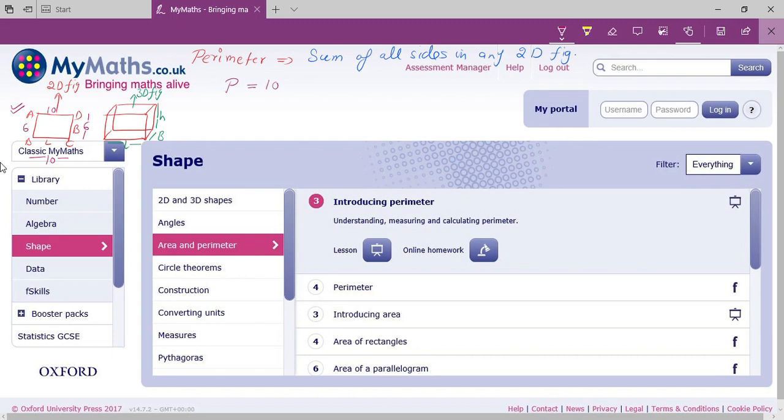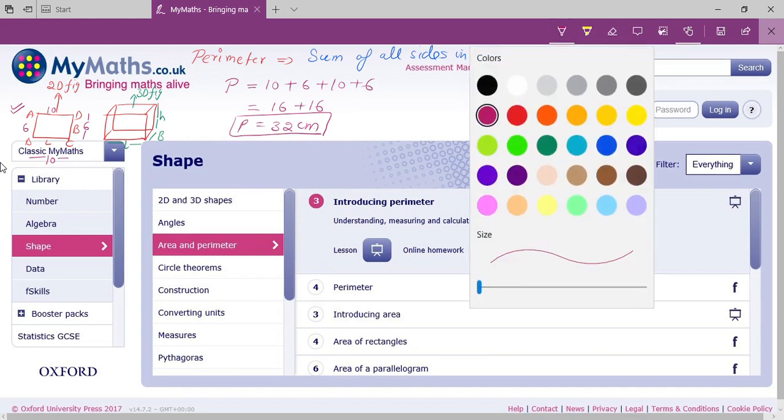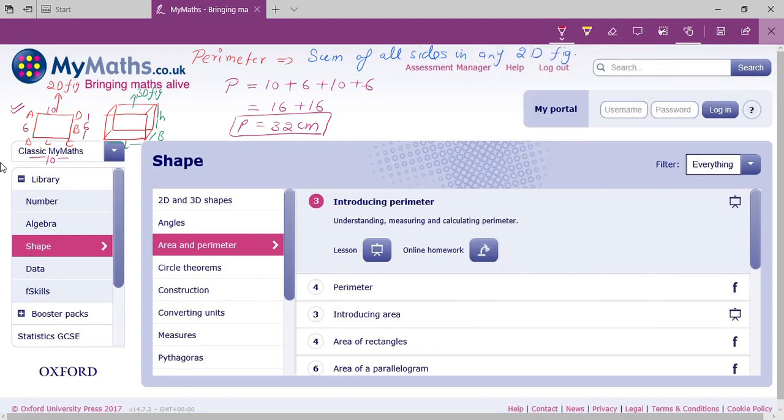Now simply, you have to do one thing: sum of all sides, 10 plus 6 plus 10 plus 6. That is 16 plus 16, which equals 32 centimeters. It's your perfect answer. We can also do 20 plus 12, which also gives 32. That's the same thing. So it is the basic way to understand perimeter. Also, you are seeing there is a rectangle, so the perimeter of a rectangle.